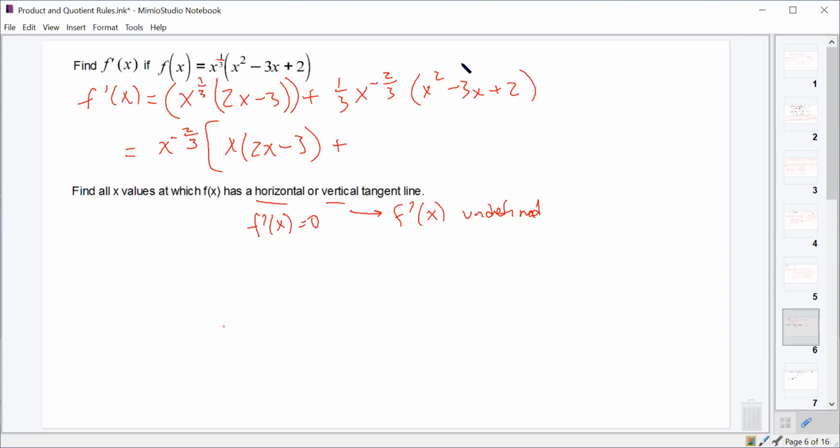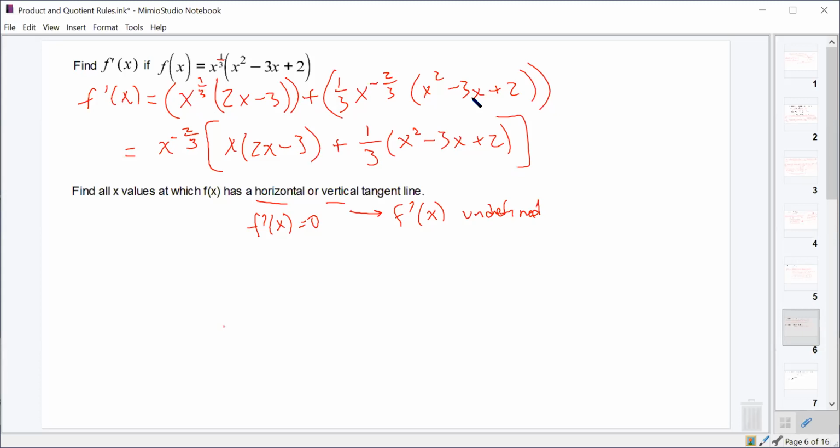And what's left from all this stuff at the end here, this term? If I take an x to the negative 2/3 out of 1/3 x to the negative 2/3, that should be 1/3, and then we still have all of this x squared minus 3x plus 2. And if I were to distribute the x to the negative 2/3 back to this half of it, I should get this exact same thing that I had up there before. True? Yes. All right.